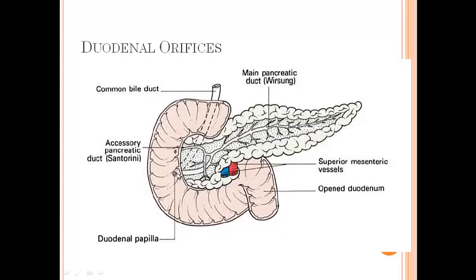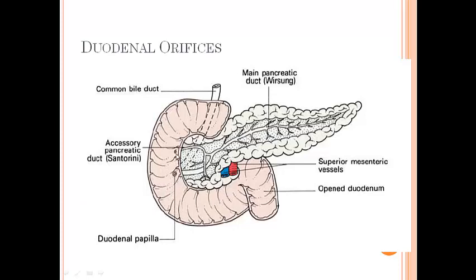And then when you guys look at it, you're going to see that there is an elevation in the wall of the duodenum where these two tubes are found, and this elevation is called the duodenal papilla. So the duodenal papilla is just basically the elevation where you find the opening for the two tubes, which are the common bile duct and the main pancreatic duct. Sometimes it's going to be referred to as the major duodenal papilla.